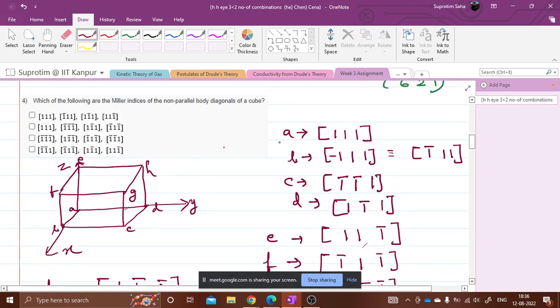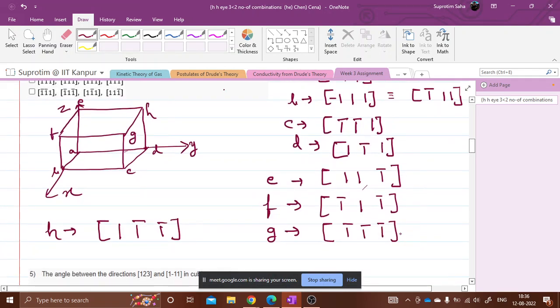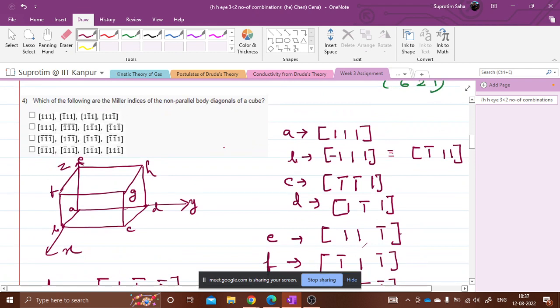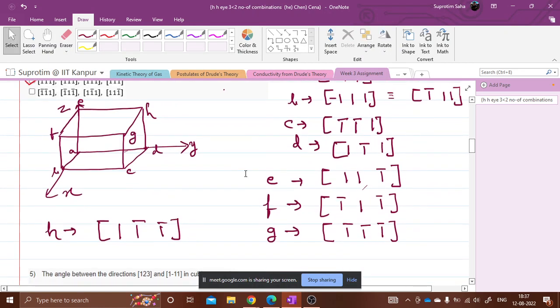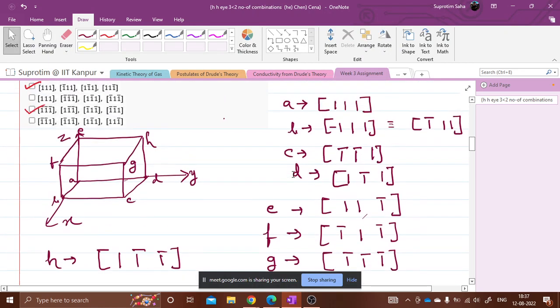So the set that goes with this is 1 1 1, 1 bar 1 1, 1 1 bar 1, and 1 1 1 bar. All right. So 1 1 1 bar is a body diagonal that is non-parallel. So the first one is obviously an answer, and you can of course take the complement of that, and say that C is also the answer, which is already included in our case. All right.